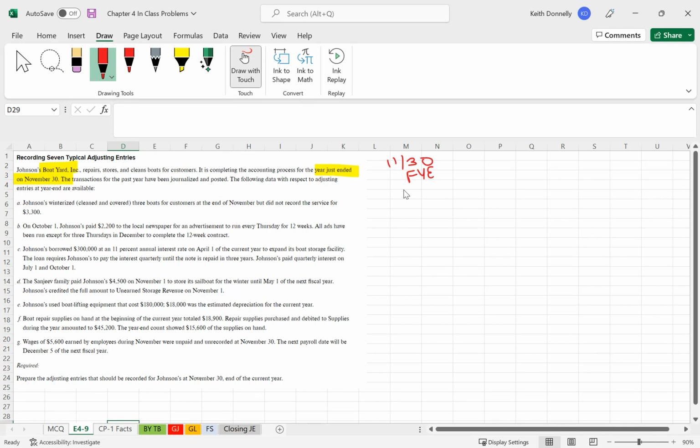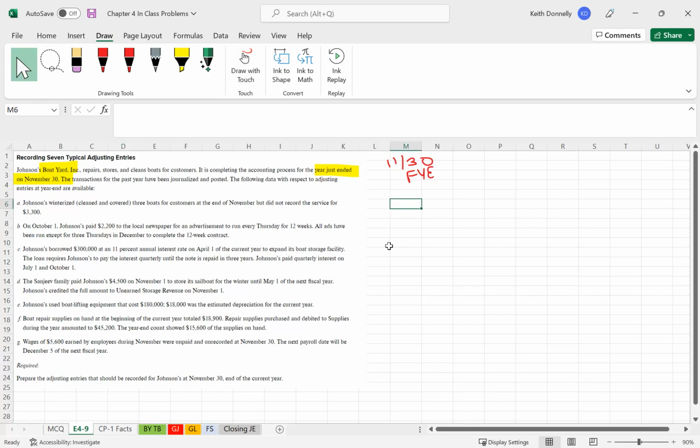Other times it's not. So here they're just saying, hey, the thing you've got to be aware of is that when we're accruing our revenues and expenses for AJEs, we're at 11/30. That's when we stop things and look and say, okay, what revenues do we need to recognize? What expenses do we need to incur?